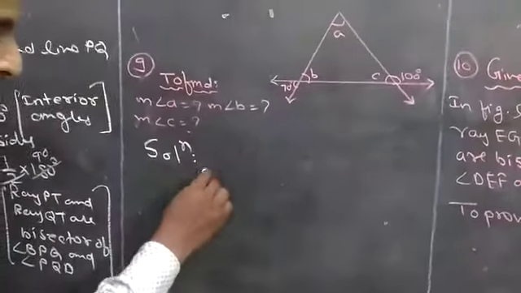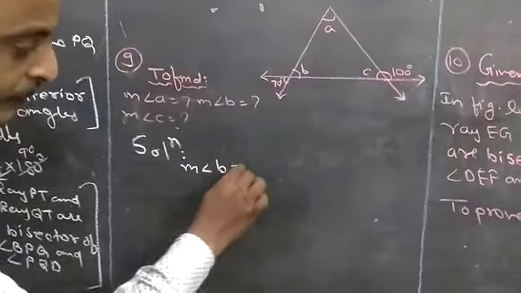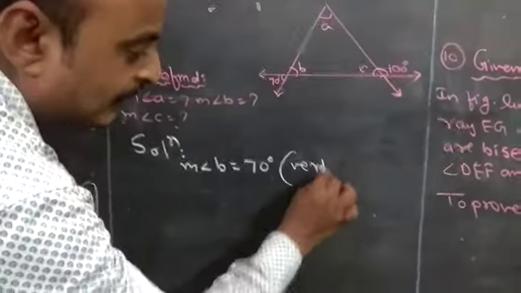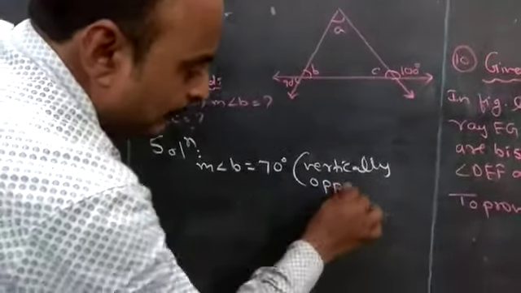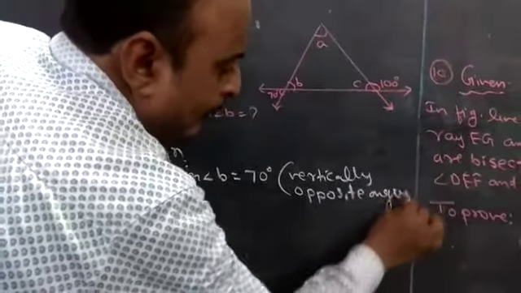Write down measure angle B is equal to 70, and what is the reason? Vertically opposite angles. Now give it equation 1.